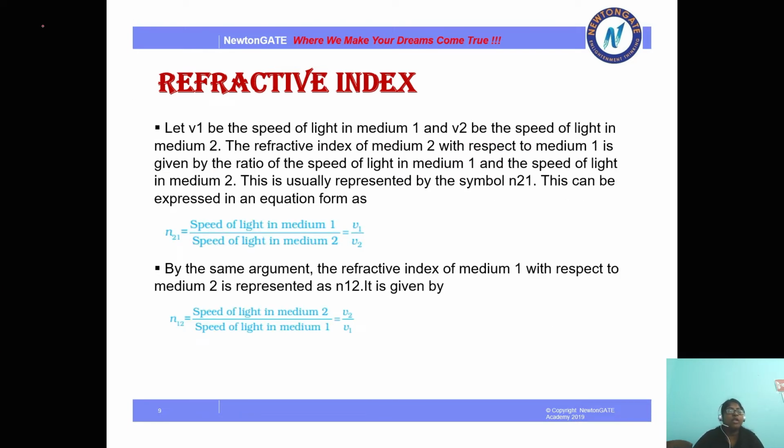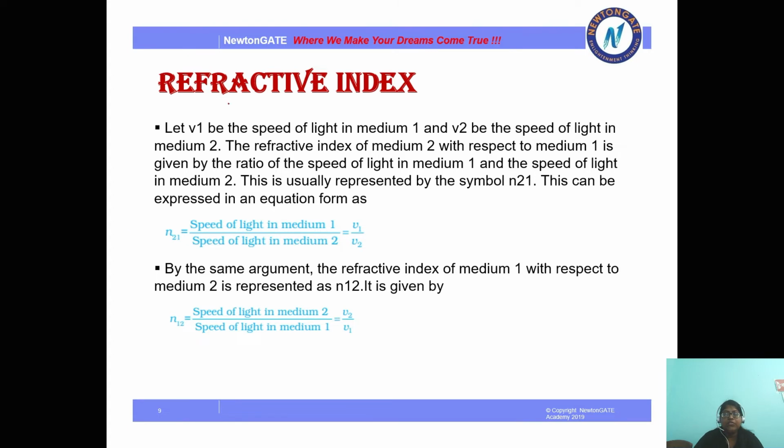So let us come to the formula of refractive index instead of going into the vague concept. The refractive index is usually represented by n21. The equation is the speed of light in medium 1 divided by the speed of light in medium 2. If the speed of light in medium 2 is V2 and the speed of light in medium 1 is V1, then n21 will be V1 by V2.